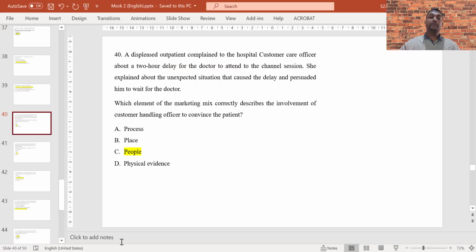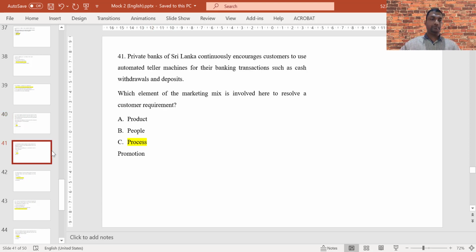So all that can be considered as the people related factors. If you look at the set of answers here, when a customer complains to the customer care officer, what element of the marketing mix is correctly described? Definitely the people element is describing how staff members should be delivering and how they should conduct so that the customers are satisfied. So for question number 40, the answer is C.